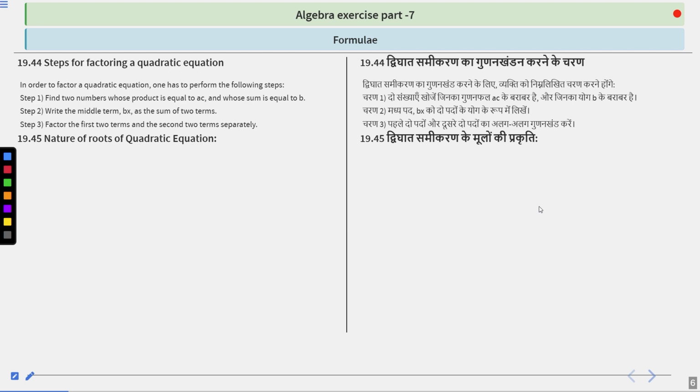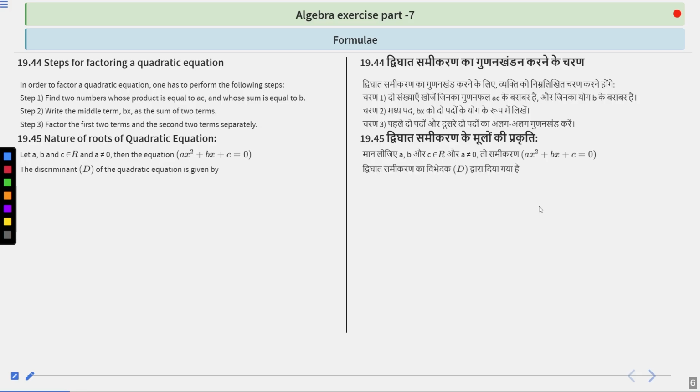Then we have nature of roots of quadratic equation. Let a, b and c belong to real numbers and a is not equal to 0. Then the equation ax square plus bx plus c is equal to 0. The discriminant capital D of the quadratic equation is given by D equal to b square minus 4ac. The discriminant helps determine the nature of the roots.